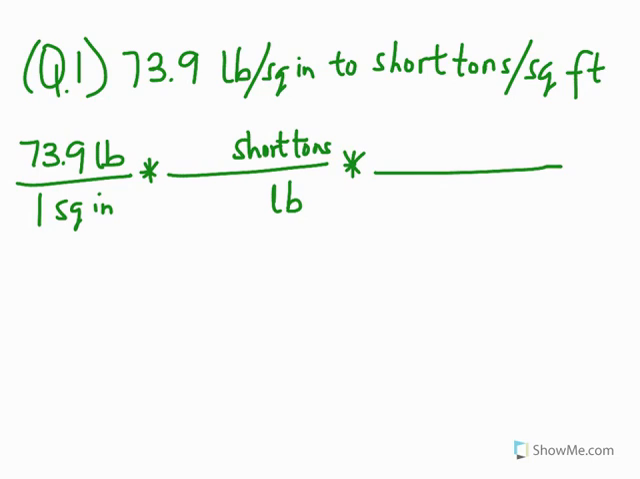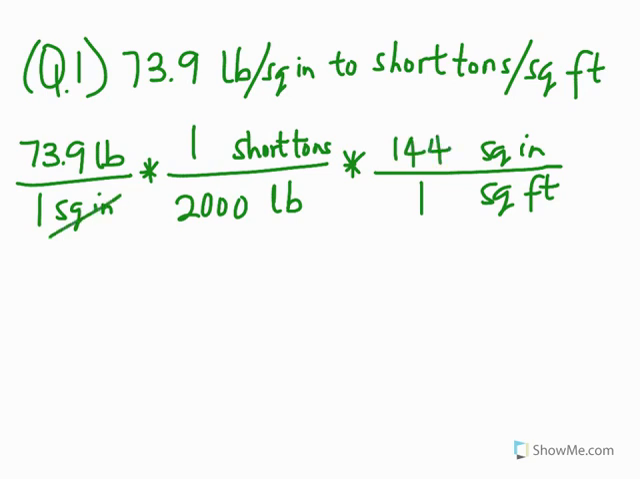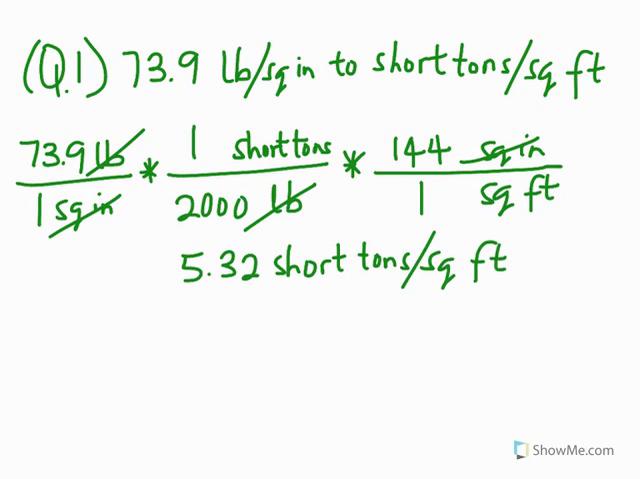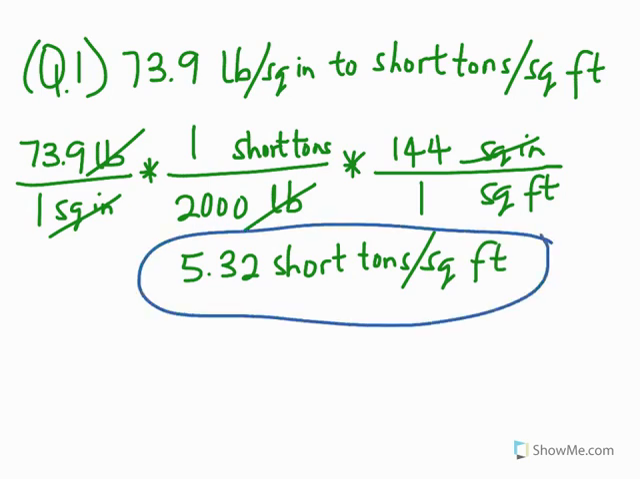Then times, I will now deal with the square inch. So I put square inch here to cross out, and I put square feet here. And I put my usual stuff, 1 short ton, 2,000 pounds. And then this is 1 square feet, 144 square inches. I see that square inch crosses out square inch, pound crosses out pound. And I'll still have my 5.32 short tons per square feet. Okay, this is the unity fraction method.